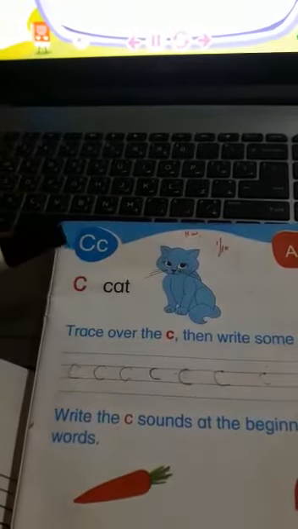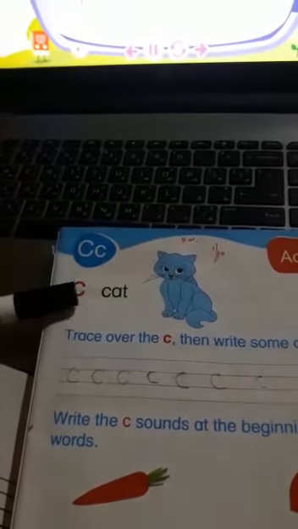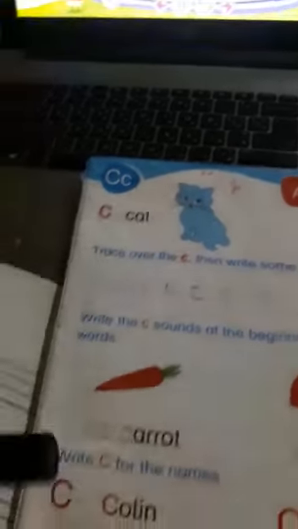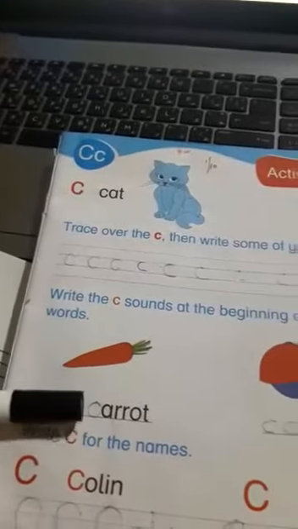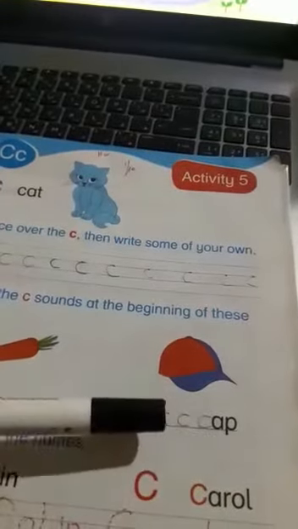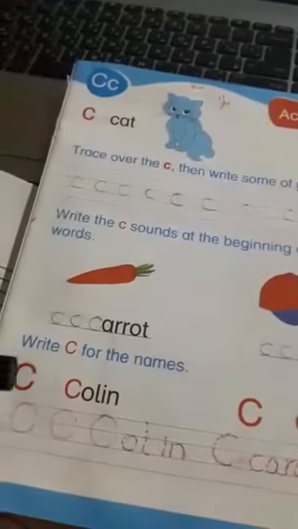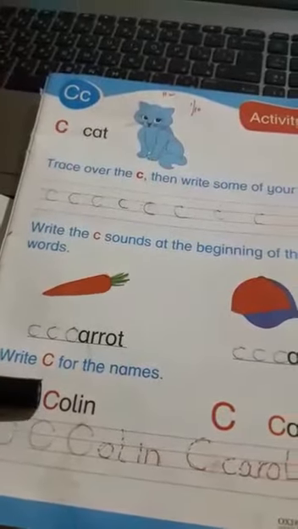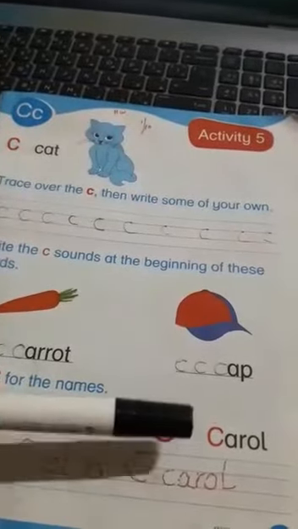C sound K. C, K, cat. C, K, carrot. C, K, cap. C, K, Colin. And C, K, Carol.